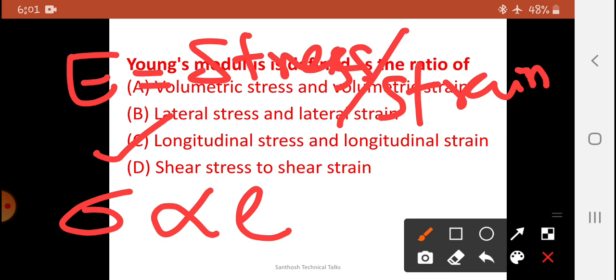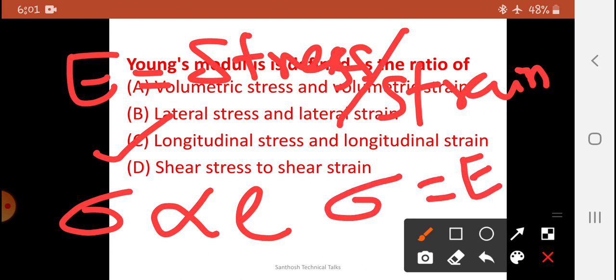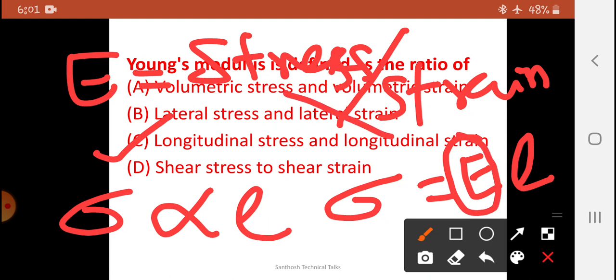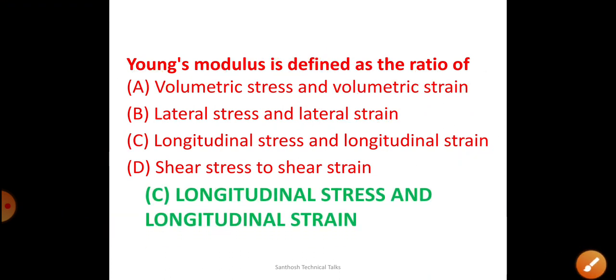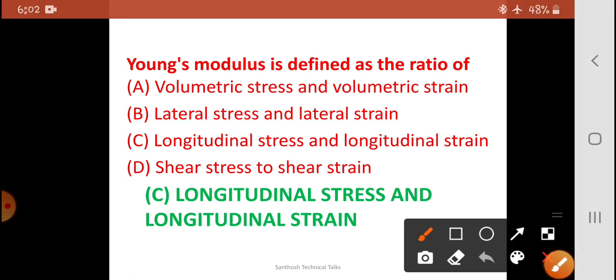Therefore, the proportionality constant is the elastic constant, and it is none other than Young's modulus. That is why we call it Young's modulus, which is equal to stress by strain. But longitudinal stress by longitudinal strain is the correct answer. Please make a note. There is no option of lateral stress by lateral strain. There is no other definition for that.